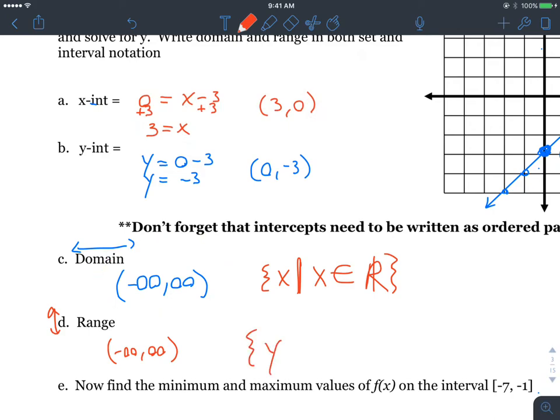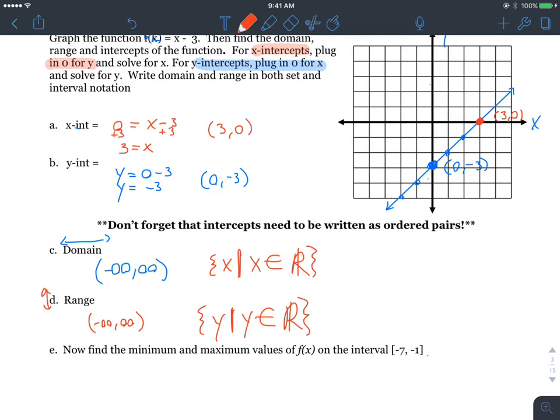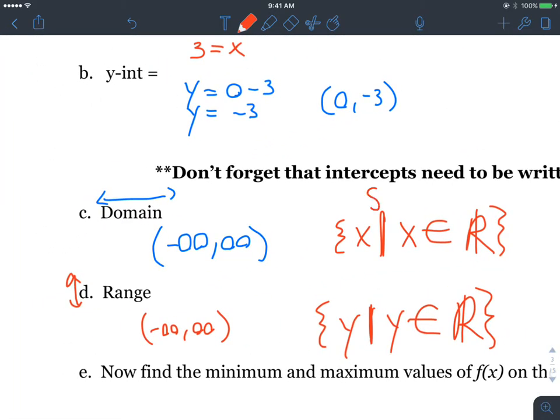For range, it's pretty much the same thing except you use y instead. You're going to say y is an element, that weird looking e thing, of all real numbers, which is an R with a little line through it. And if you want to label this for your notes, this is set notation, and this is interval. I'm just going to abbreviate that.